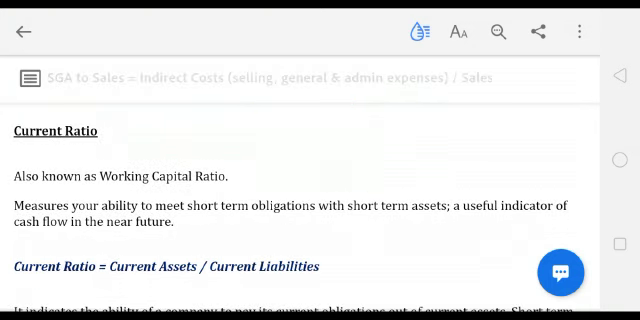Now we come to the very important formula, which is very easy but nevertheless very important. Current ratio. It is also known as working capital ratio. It measures your ability to meet short-term obligations with short-term assets, a useful indicator of cash flow in the near future. This ratio indicates the ability of the enterprise to pay its current obligations out of its current assets. Short-term creditors are particularly interested in this ratio.